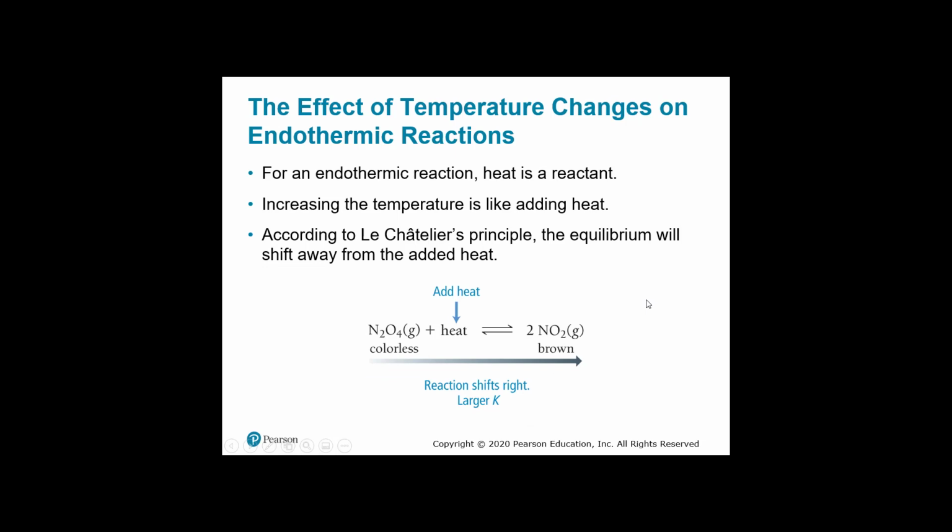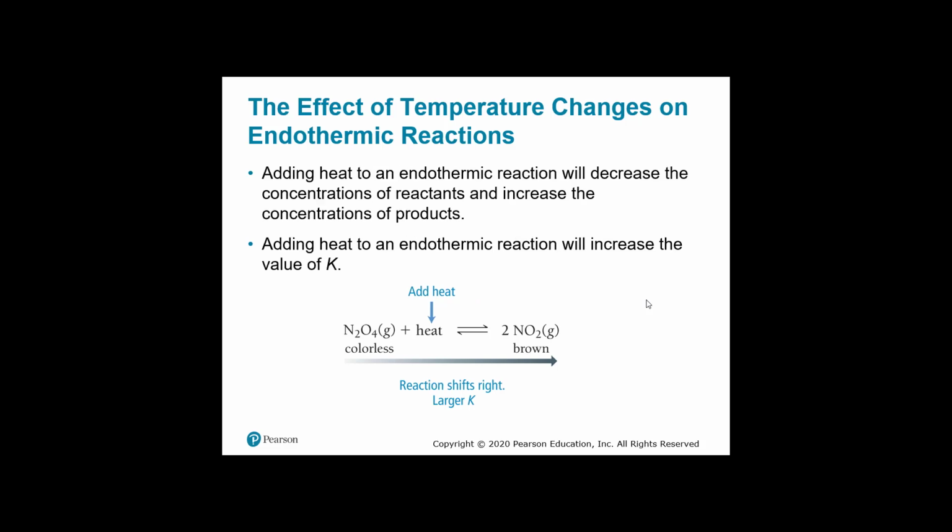All right, so for an endothermic reaction, heat is a reactant. Increasing the temperature is like adding heat. So if we add heat, again, think of this as a substance and not something that you can't see. If you add a substance of heat, it's going to push towards the products because it's got to adjust for that extra amount that's been added. So it's going to produce more products, and the reaction is going to shift right, a larger K. So adding heat to an endothermic reaction will decrease the concentration of reactants and increase the concentration of products. Adding heat to an endothermic reaction will increase the value of K.